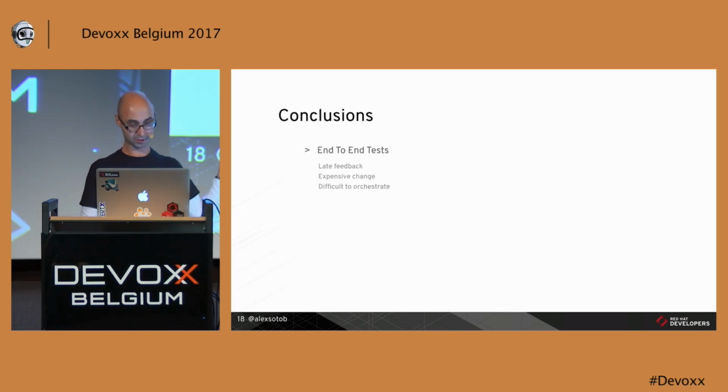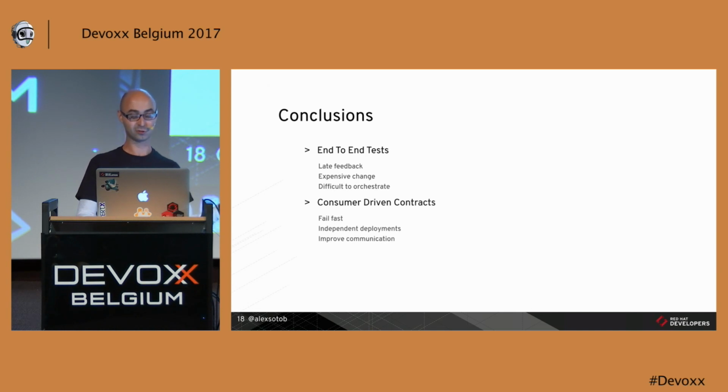Let's bring down conclusions. Just try to avoid end-to-end tests, because they will give you late feedback, because they are really, really slow. Just use contract tests in the microservices instead of end-to-end tests. Any change in your architecture has a deep impact on the changes that you need to do in your end-to-end tests, so probably you're going to end up with flaky tests. And finally, it's really difficult to orchestrate end-to-end tests nowadays with microservices.